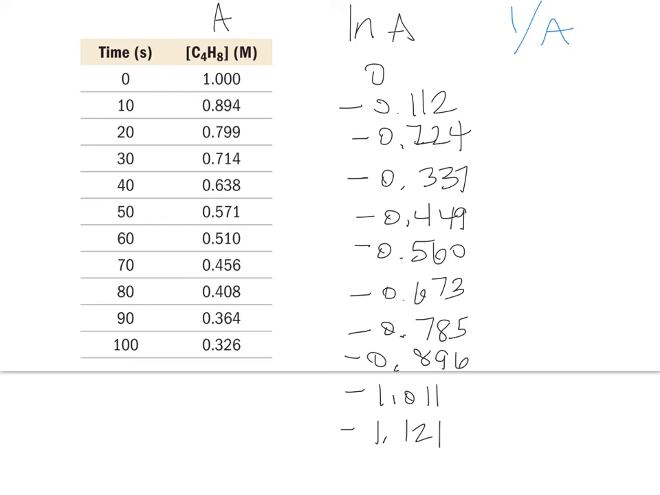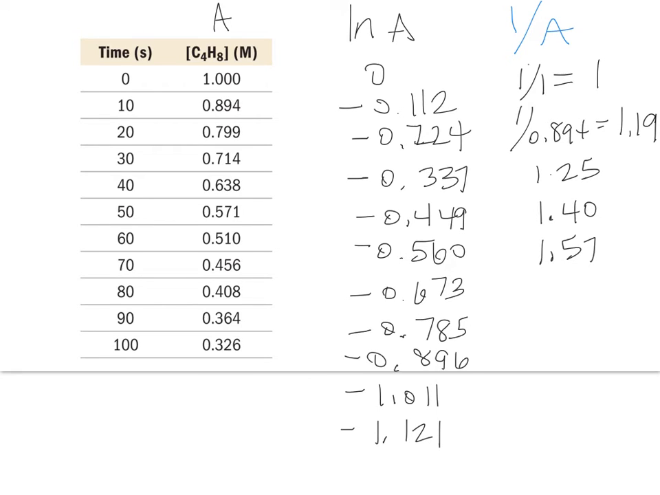Then we go back to the original data set. 1 divided by 1 is equal to 1. 1 divided by 0.894 is equal to 1.19, and I won't write that in for all of them. I'm just going to go down the column. 1 divided by 0.799 is 1.25. 1 divided by 0.714 is 1.40. 1 divided by 0.638 is 1.57.